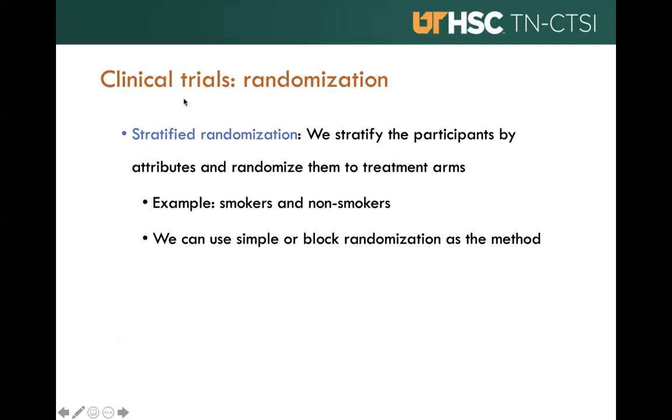But stratified randomization is when we divide into two groups by a given attribute.